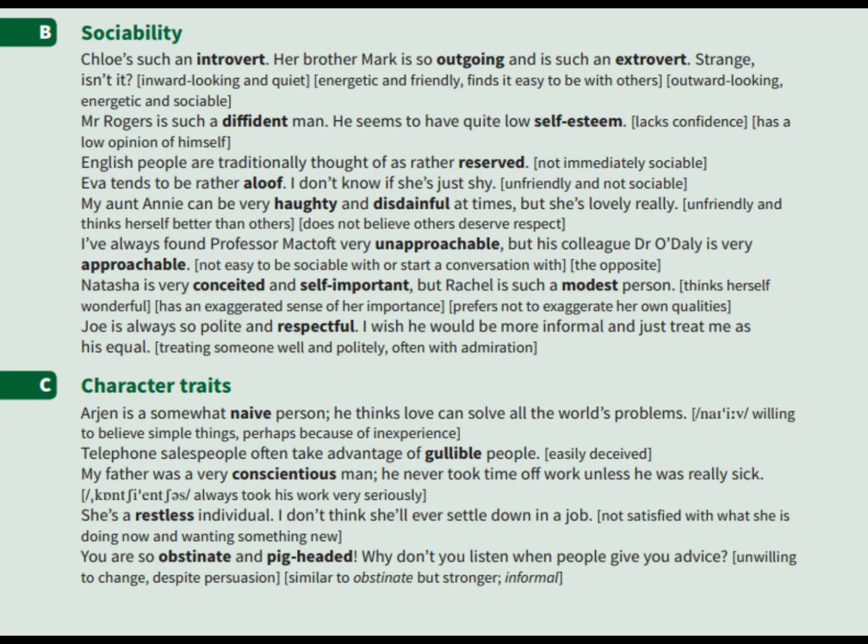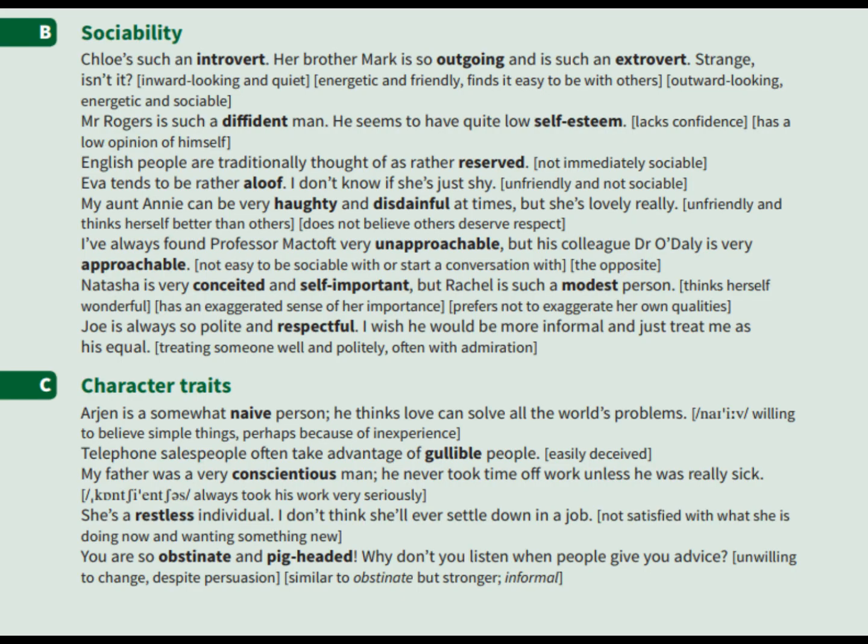A respectful person treats others well and politely, often with admiration. For example, Joe is always so polite and respectful. I wish he would be more informal and treat me as his equal. C. Character traits. A naive person is willing to believe simple ideas, perhaps because they lack experience. For example, Aryan is somewhat naive. He believes that love can solve all the world's problems.